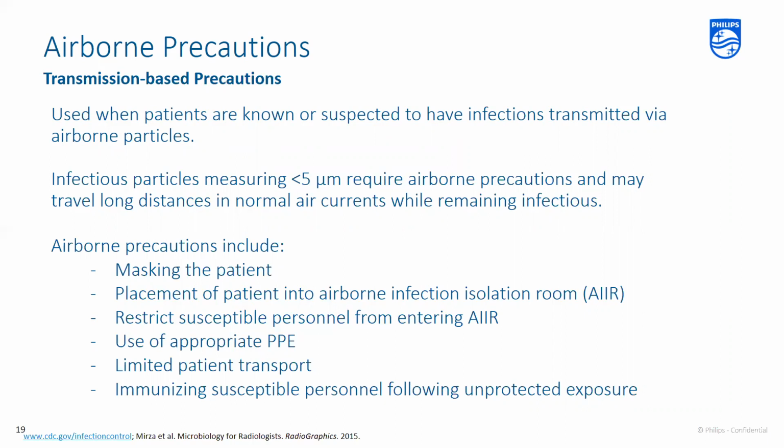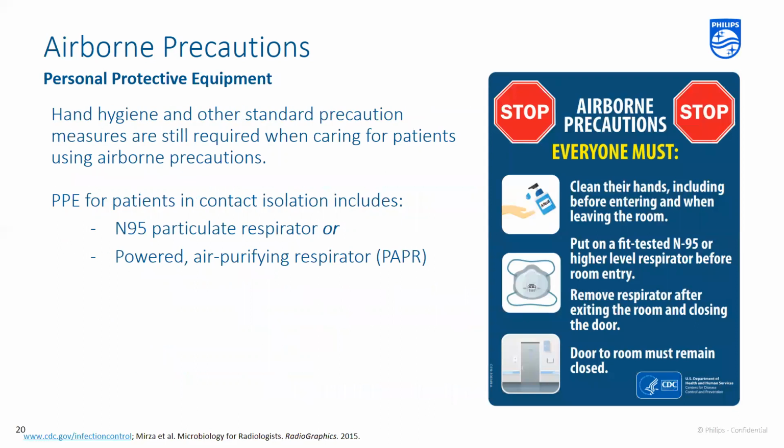Airborne precautions include masking the patient, placing the patient into an airborne infection isolation room, restricting susceptible personnel from entering the room, using appropriate PPE, limiting patient transport throughout the facility, and immunizing susceptible personnel following unprotected exposure. Just as we mentioned with the other transmission-based precautions, standard precaution measures including hand hygiene are still required when caring for patients with airborne isolation. In addition, healthcare workers must wear an N95 particulate respirator or powered air purifying respirator.